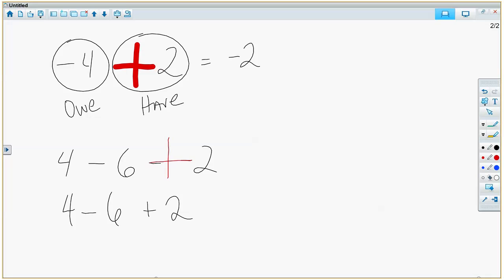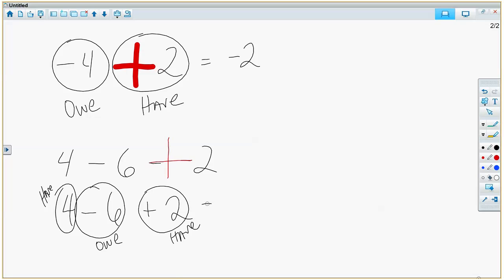So 4, this means you have, please. This means you what? You owe. And this means you have. So how much do you have in all? $6. How much do you owe? 6. So what is that? Break even. If you owe Walmart $6 and you have $6, you walk out of the store with whatever you got and no money.